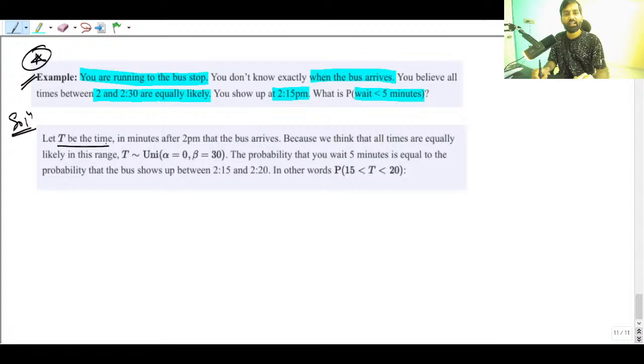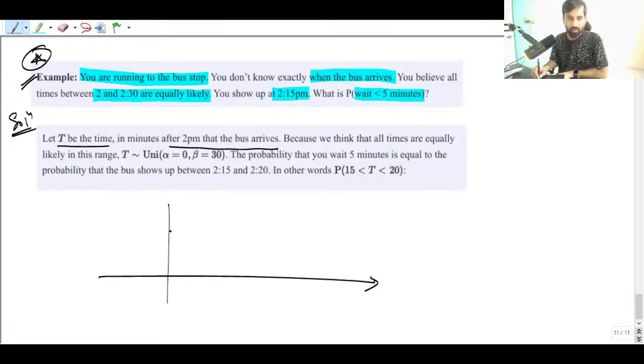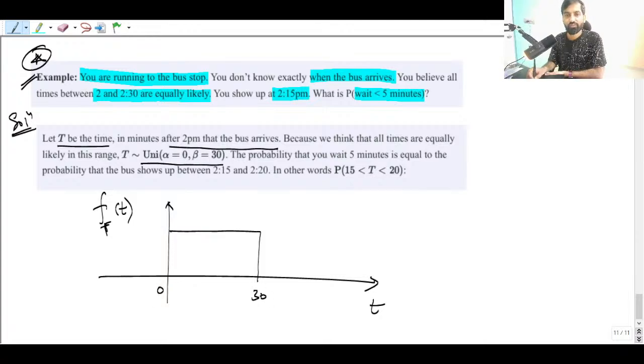So let t be the time. You don't have to write all these things in your notes; you should be able to draw the graph. After 2 p.m. the bus arrives, so you have to see everything from 2 to 2:30. You can say 2 is the starting point. So t is going to be a density function, and the random variable is t. This is 0 and this is 30, in minutes, because this is uniform.